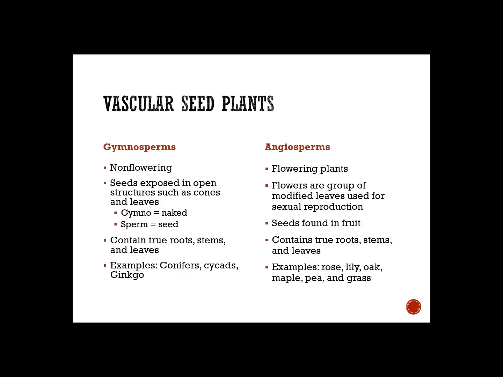So vascular seed plants are broken down into gymnosperms and angiosperms. Gymnosperms are non-flowering. Their seeds are exposed in structures such as cones and leaves. Gymno means naked, sperm means seed. They contain true roots, stems, and leaves. These include conifers, cycads, and ginkgo. Angiosperms are flowering plants, and their flowers are a group of modified leaves used for sexual reproduction. Seeds are found within the fruit, and they contain true roots, stems, and leaves, and some examples here are rose, lily, oak, maple, pea, and grass.